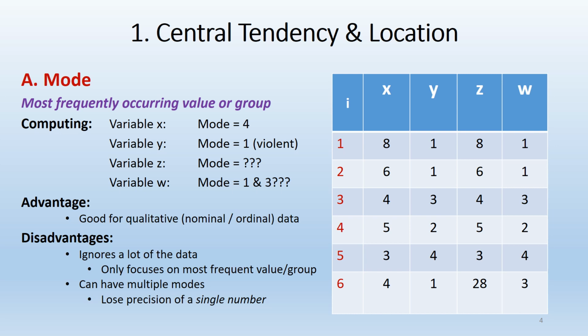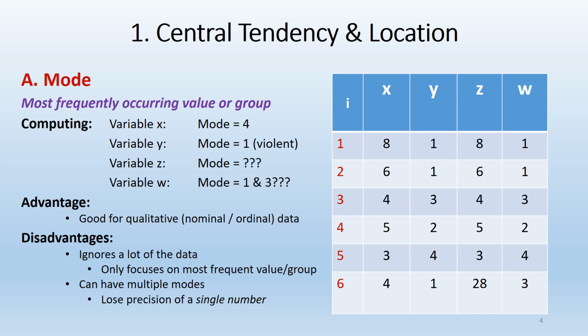A similar situation occurs with variable w. When we look at variable w and try to compute the mode, we notice that two of the values, 1 and 3, both occur twice, or the most frequently.